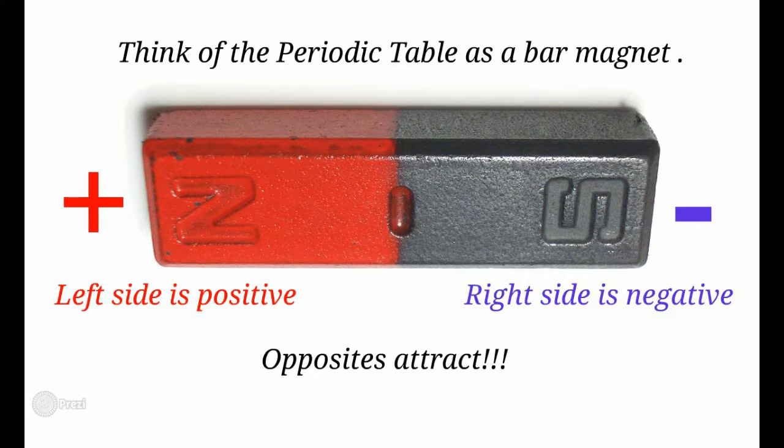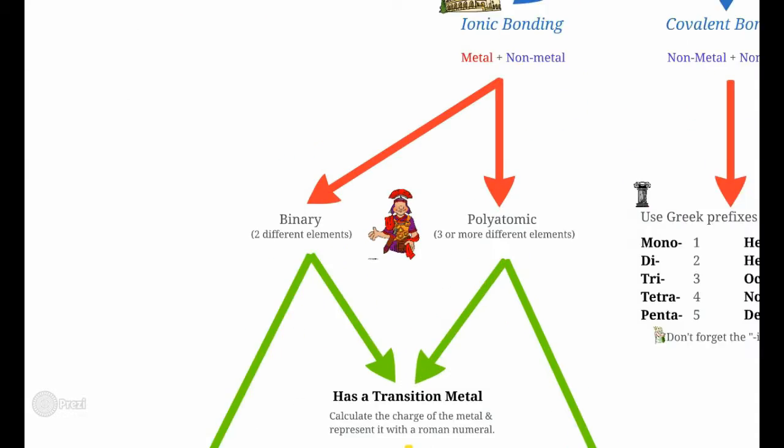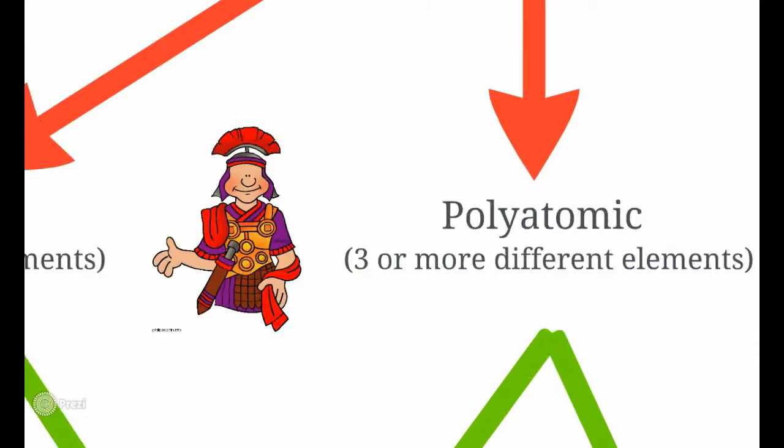But remember how I showed the periodic table. Notice that the positives are on the left and the negatives are on the right. That's a good way to remember that as you read from left to right on the periodic table.